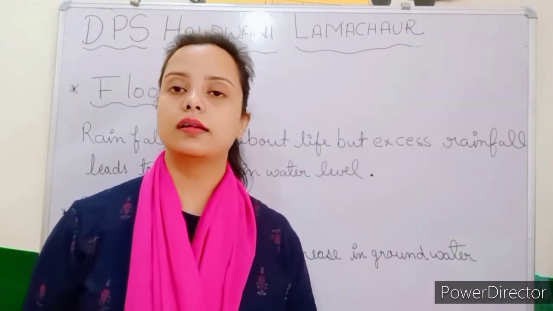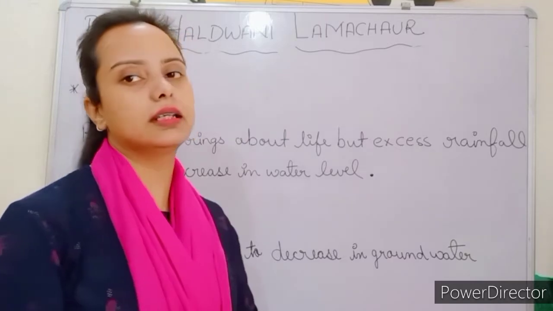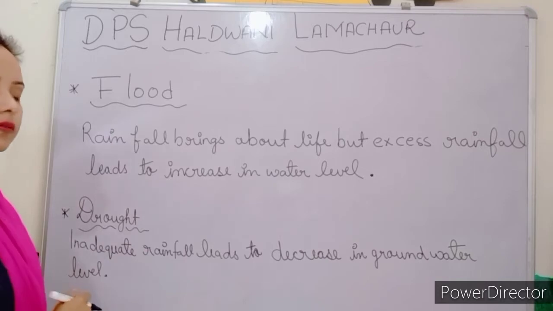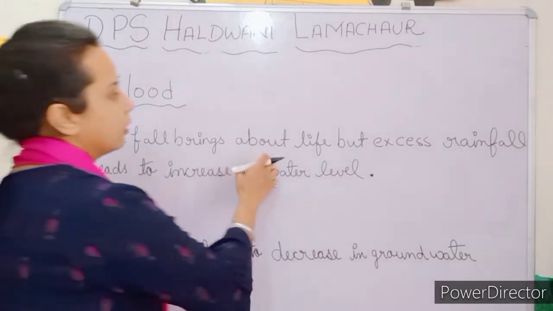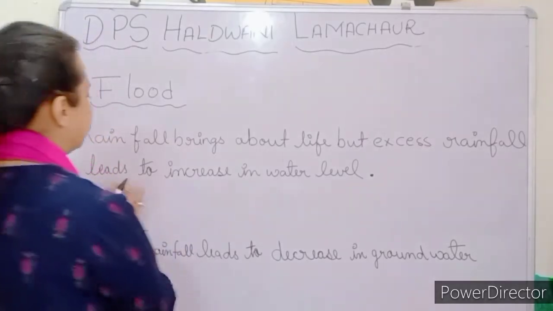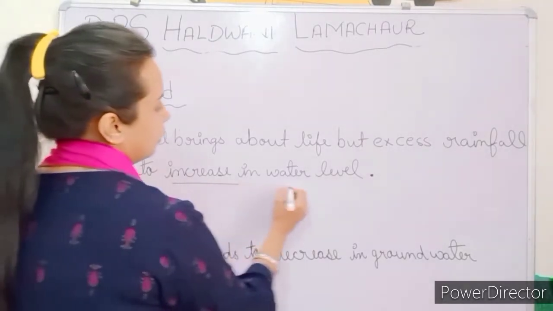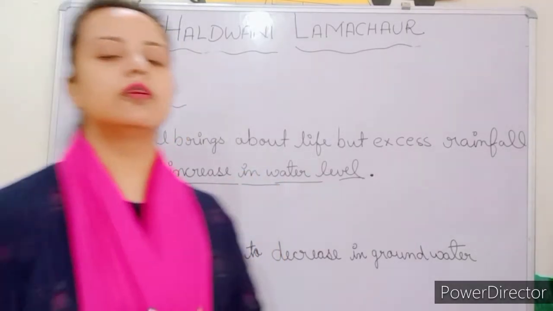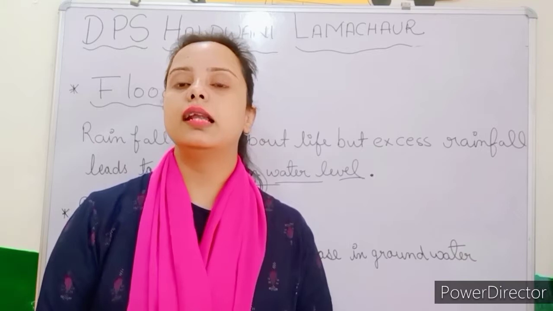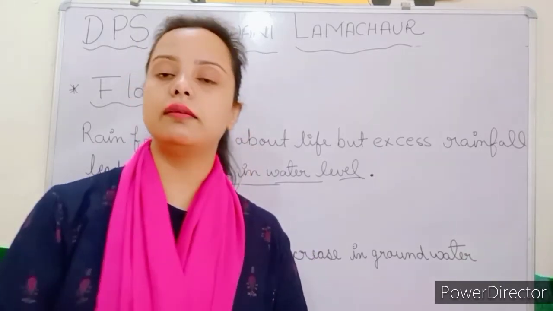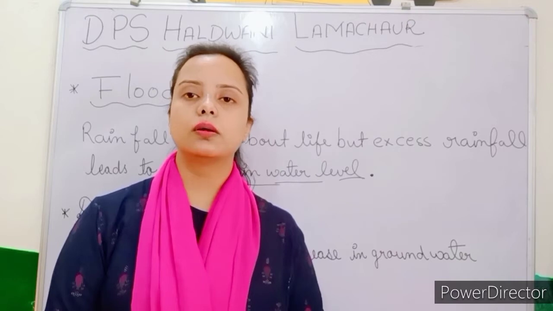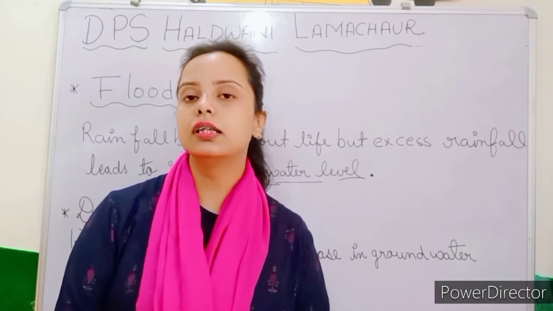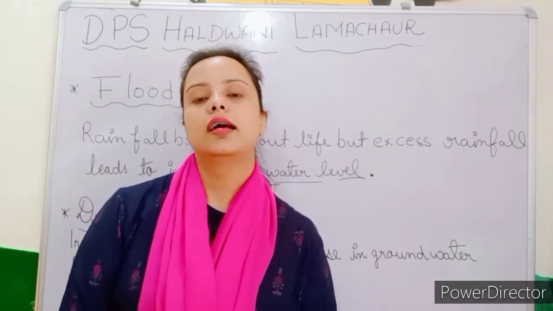So students, now there are some basic terms which we are going to discuss one by one. First is the flood. What is flood? Rainfall brings about life, but excess rainfall leads to an increase in water level. When an excess amount of rainfall takes place, the level of the water increases in the river, the ocean, the sea, and that results in a flood. What is a flood? जो बाढ़ आती है ना, that is known as the flood.